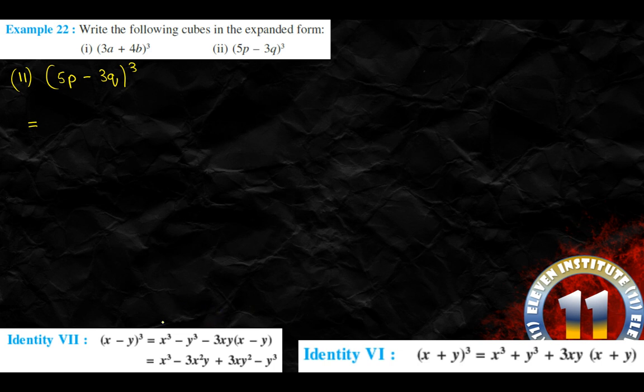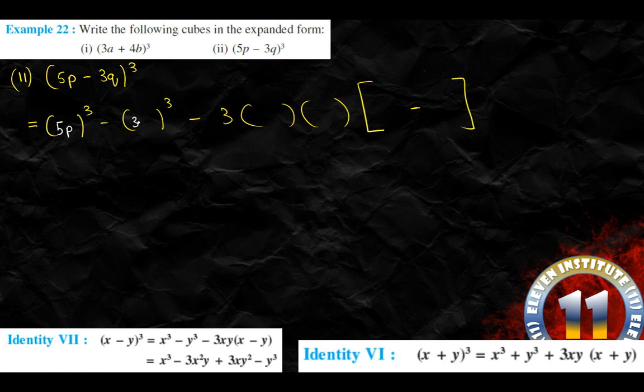So we will apply this x cube minus y cube minus 3xy into x minus y. So we will first create the brackets over here. x cube minus y cube minus 3 into x into y whole multiplied by x minus y. Now we will put the value of x and y, that is 5p and 3q. So that is very easy.